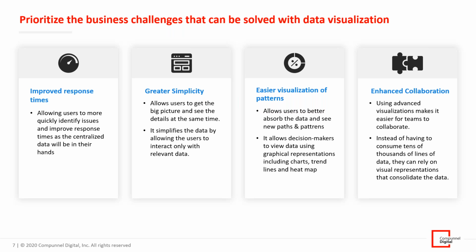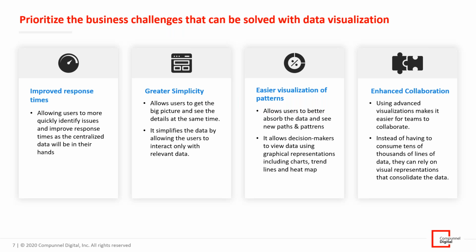And the next one is easier visualization of patterns. For example, if they see 1,000 lines of data, they cannot understand. If we can prepare a graphical representation including charts or trend lines or heat maps, for that matter KPIs, they can simply log in and see the patterns and paths, and they can understand the permutations and combinations, the figures, numbers, measures, by product, by customer, maybe by region. So that will be easier visualization of the patterns. In that way, many problems or challenges can be solved by using data visualization within any organization.